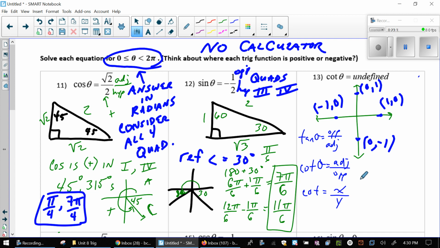So we're looking at this and we're saying, okay, where is this going to be undefined? It's going to be undefined when the y coordinate equals 0. So look at all our points where the y coordinate equals 0. X equals 0, x equals 0, y equals 0, y equals 0.